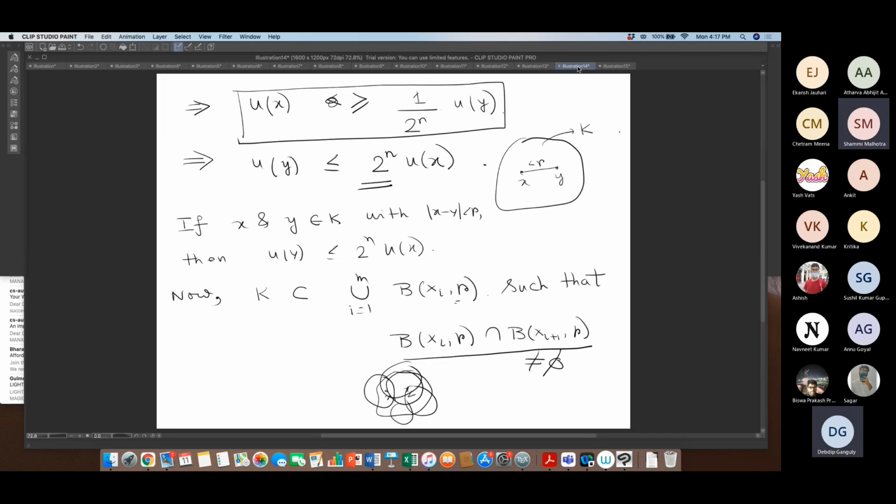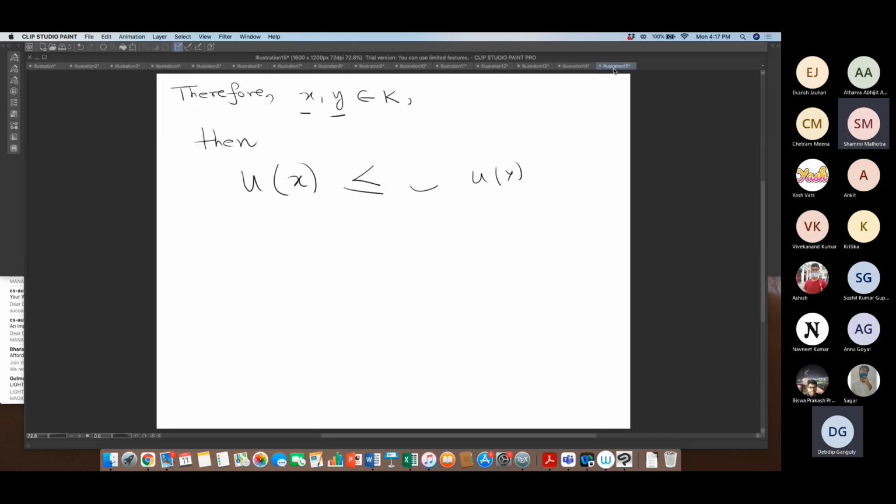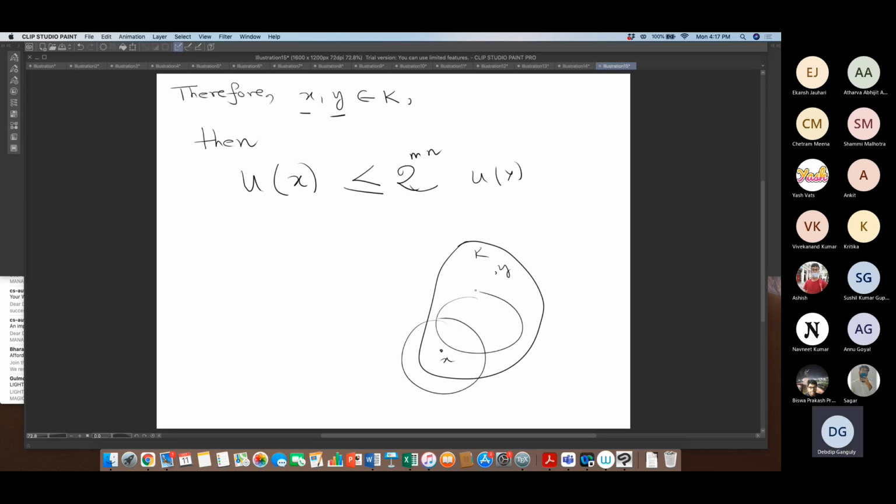For any m, 2 to the power m into n, very nice. Clear? Because if you take the compact set K, suppose you have taken x here, y here. So if you have a ball like this, all intersecting, so you get less than r, you get here, you get here, you get here. So at max you can reach y in m steps.